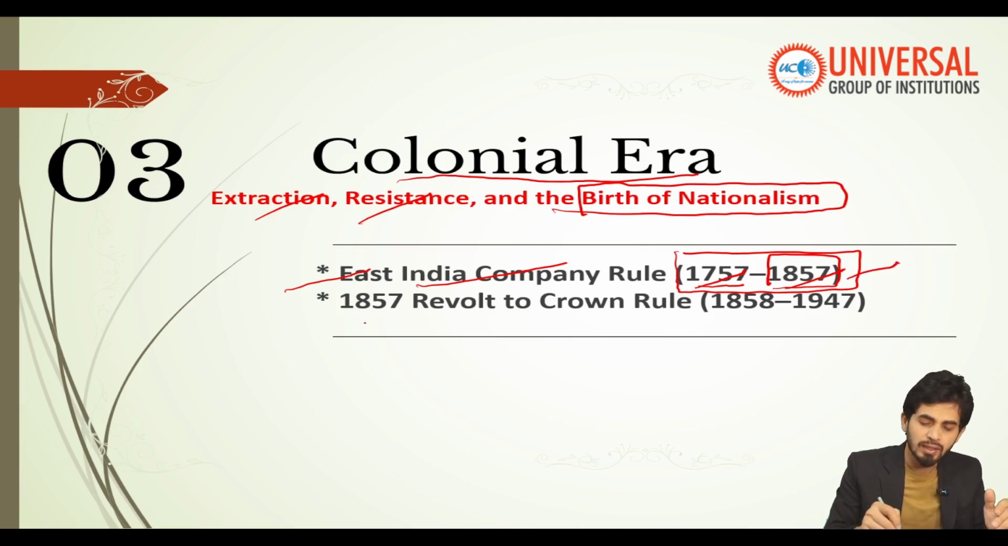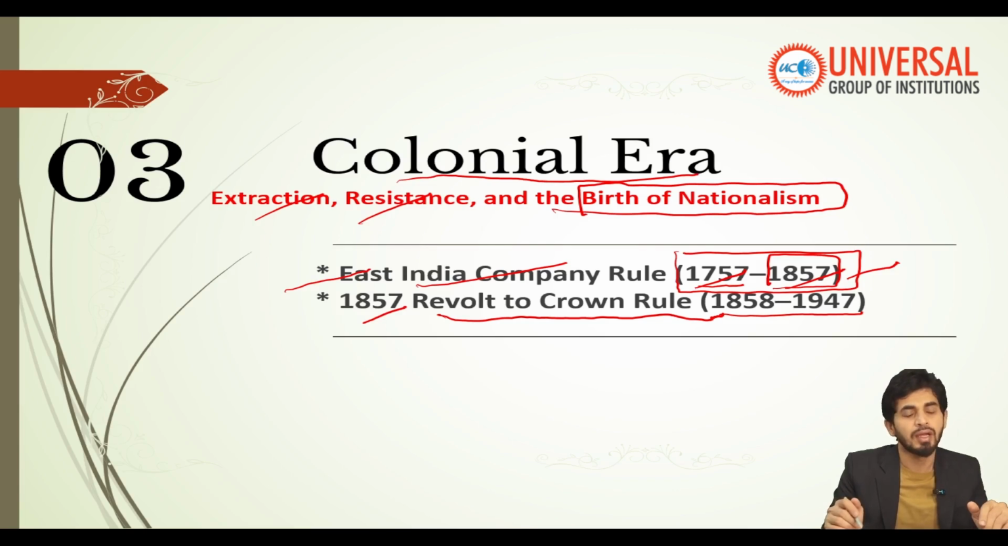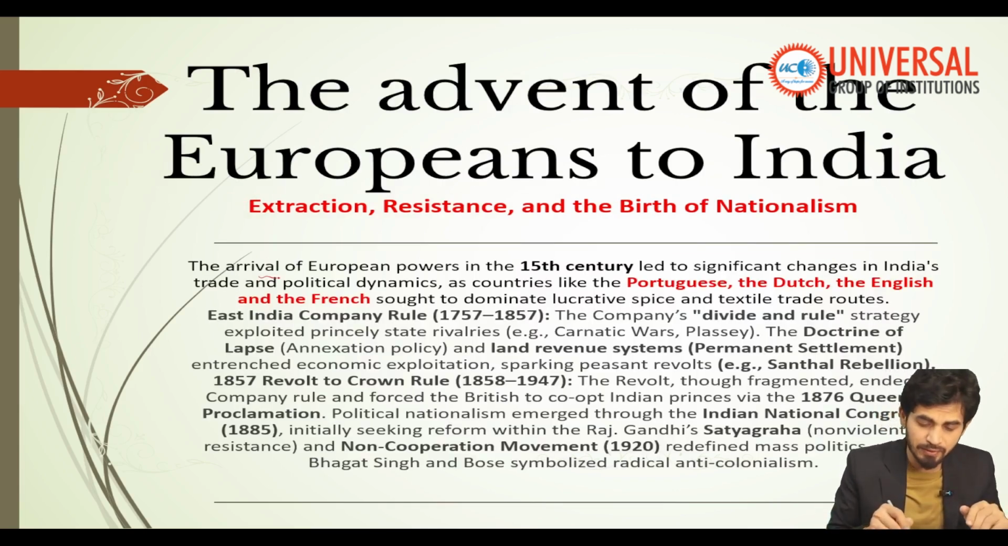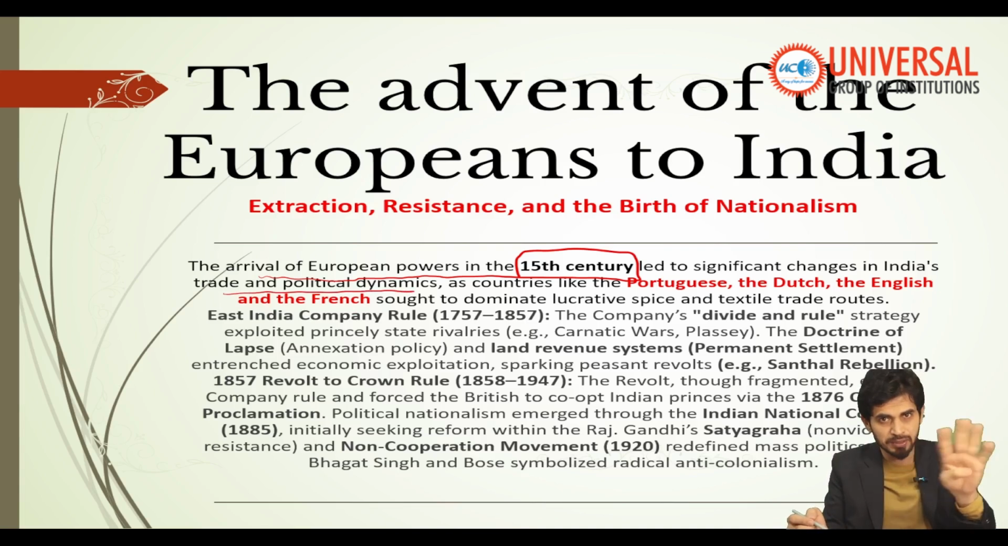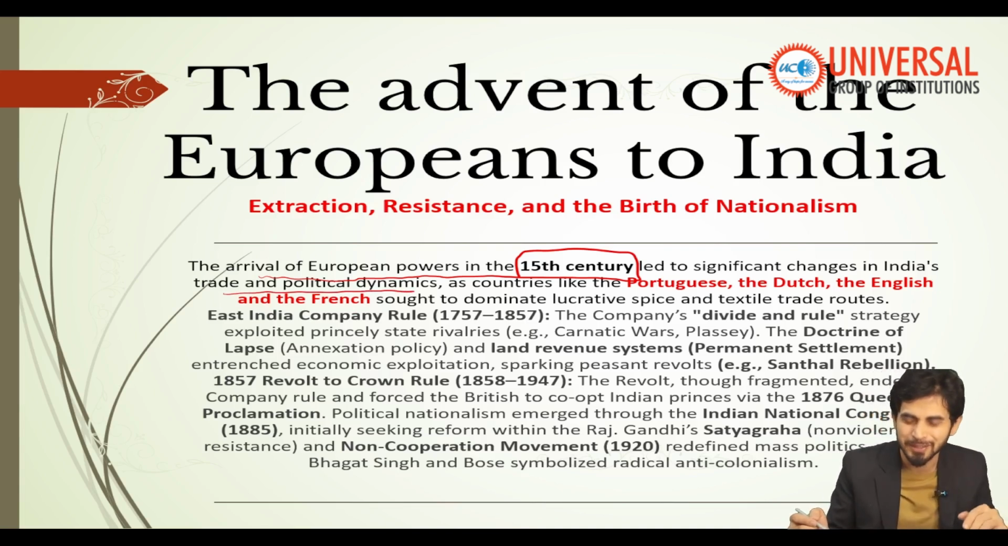After the revolt only, there was direct transfer of power to the British crown from the East India Company, and that is the revolt of 1857 leading to crown rule, 1858 to 1947. Like I said, the arrival of European powers in the 15th century led to significant changes in India's trade and political dynamics, as countries like the Portuguese, the Dutch, the English and the French, remember the sequence, because in this sequence only they came to India to exploit India, and they sought to dominate lucrative spice and textile trade routes, right? They came to India for spice and trade.